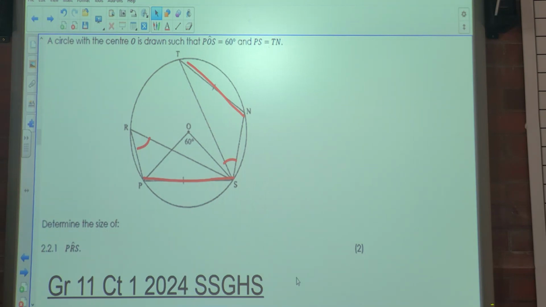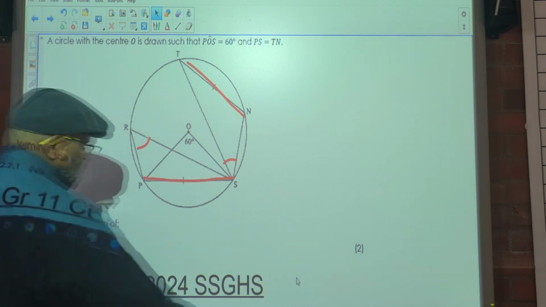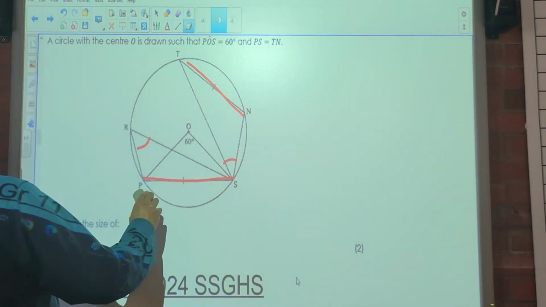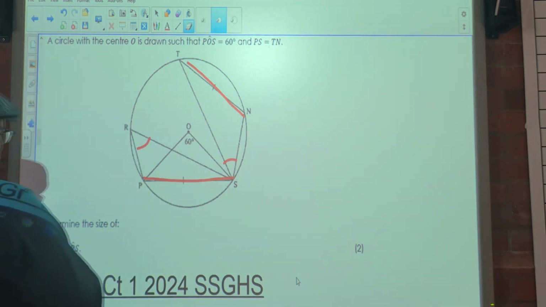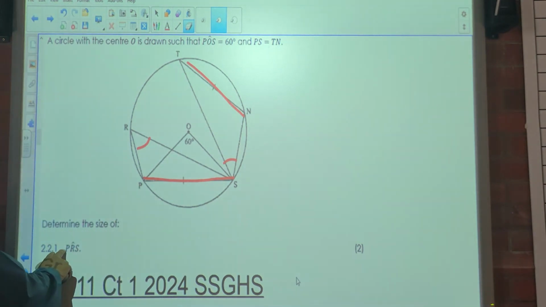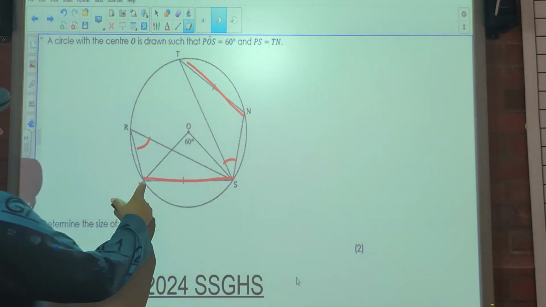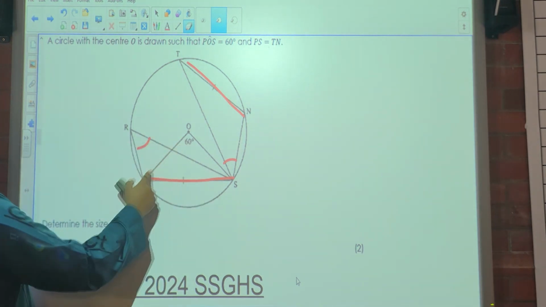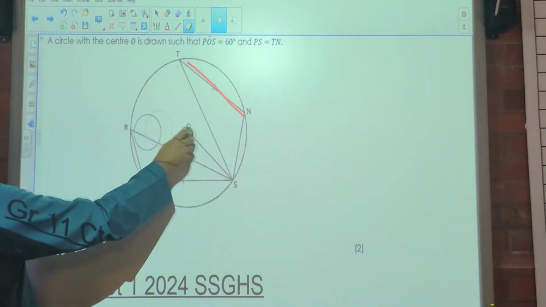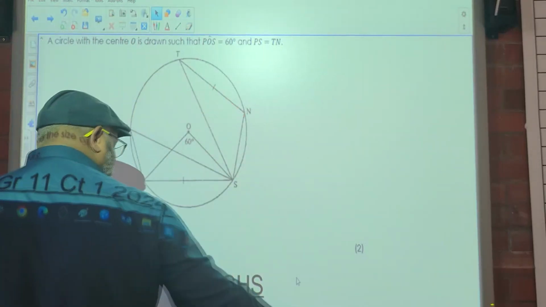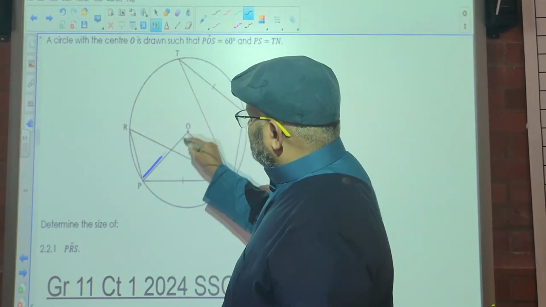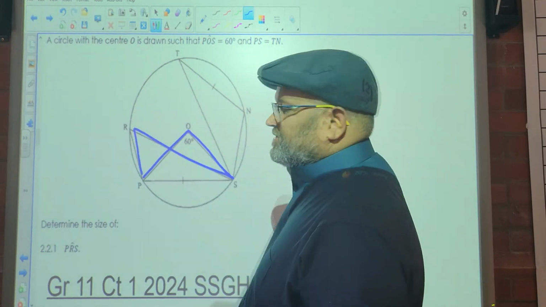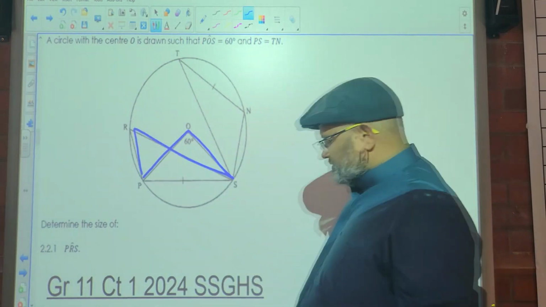That is derived from angles in the same segment. So with that, the question says determine the size of PRS. As you can see, PRS has a relationship with POS. And what's the relationship? It is that angle at center is twice angle at circumference. You all see that, people?